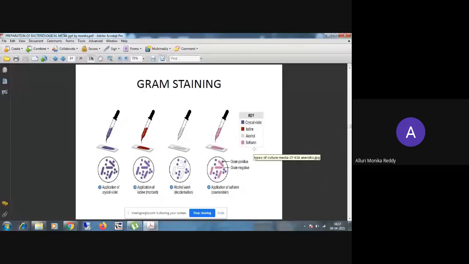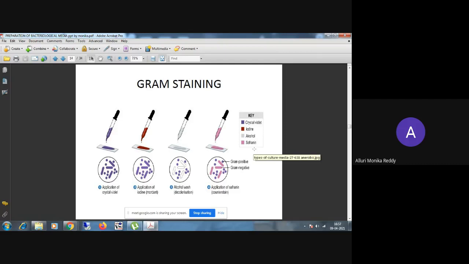Then we can see the absorption of color by the bacteria. We see the pink color, nothing but safranin. We can take safranin as well as crystal violet. So we can see gram positive bacteria in violet color and gram negative bacteria in light pale pink color. So this is what happens in the gram staining technique.